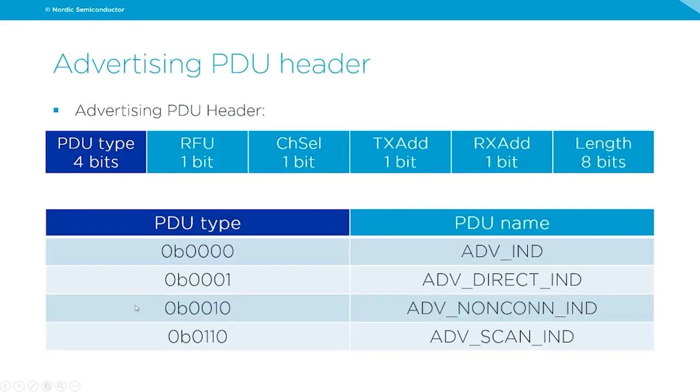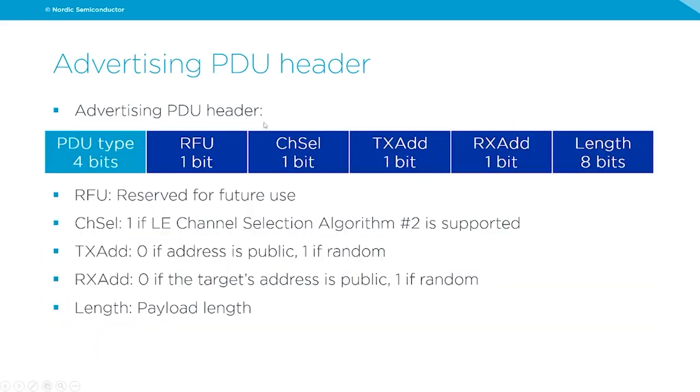Inside the PDU header, you will have the PDU types, the types of advertising that I mentioned before: normal connectable advertising, directed advertising, non-connectable, or scannable advertising. And then we have the bits here. The first bit is reserved for future use. The second bit is the channel selection. It will tell the central whether channel selection algorithm 2 is supported or not. And then we have the TX address and RX address bits to tell the type of the address, whether it's a public address or a random address. And then we have the length of the payload.